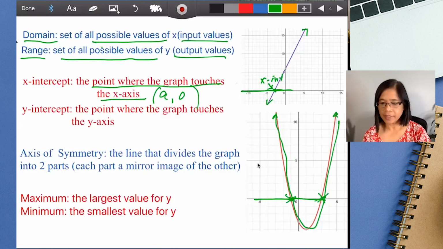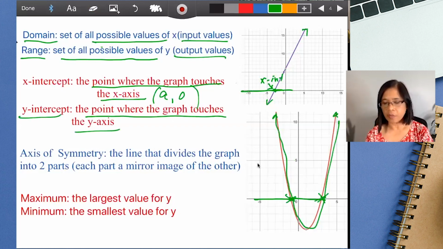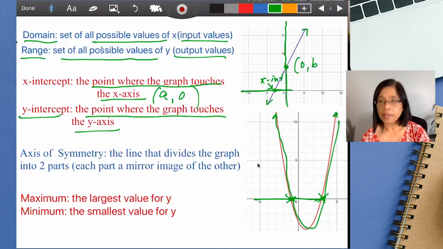Ready for the y-intercept? The y-intercept is the point where the graph touches the y-axis. If we look at the first graph, which is a linear graph, to find the y-intercept, let's draw a line on the y-axis and find the point of intersection. This point of intersection is where x is 0 and y is some number, and we call this the y-intercept.